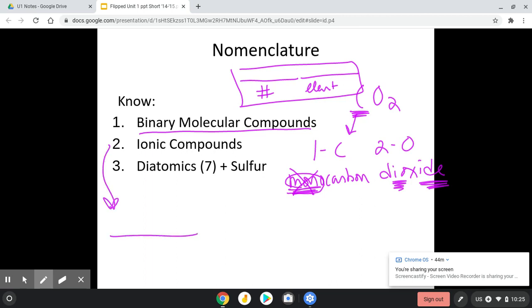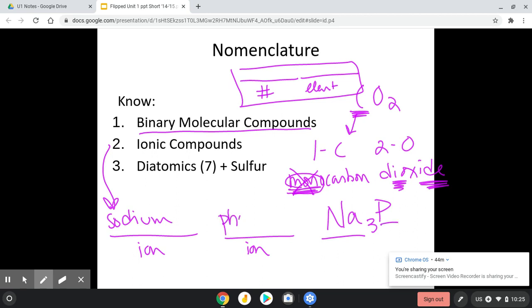Before we get there, let's talk through binary molecular compounds, ionic compounds, and diatomics. So again, this would be a good place to pause and see if you can write out how to name molecules, how to name ionic compounds, and then what do you do with the diatomics. Also, before you go, fun fact, binary just means two, which means I'm only going to give you, and the AP is only going to give you molecules that contain two elements like H2O or CO2.